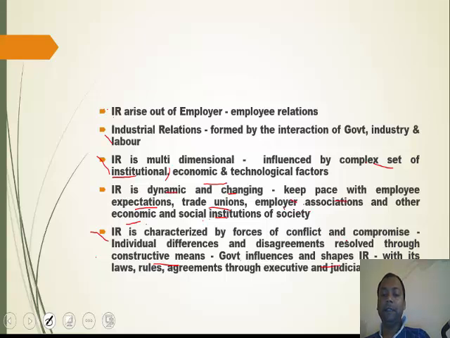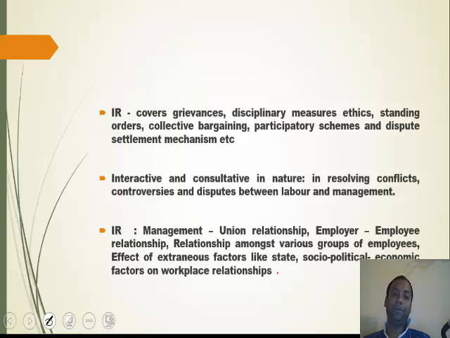Government influences and shapes industrial relations with its laws, rules, and agreements through executive and judicial machinery. So industrial relations covers grievances, disciplinary measures, ethics, standing orders, collective bargaining, participatory schemes, and dispute settlement mechanisms, etc. It is interactive as well as consultative in nature in resolving conflicts, controversies, and disputes between labor and management.